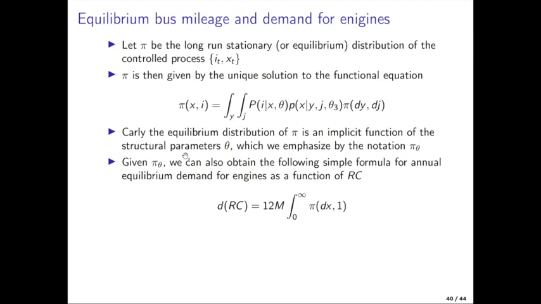And then given this distribution, we can also get a simple formula for calculating the annual equilibrium demand. Essentially, that's 12 months, and we are integrating over the state space to get the average monthly demand for engines, or the average monthly mileage, and then aggregate up by multiplying with 12.